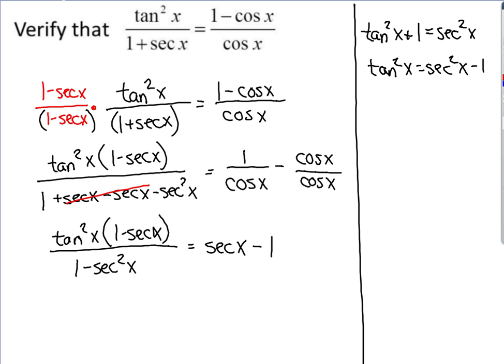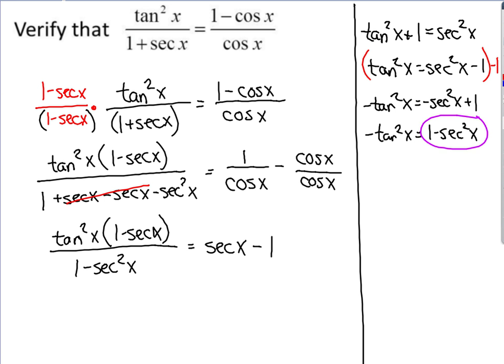But if we look over there, that's not the same order. We need to switch the values. So if we multiply everything over here by a negative 1, then we're going to be left with negative tangent squared of x is equal to negative secant squared of x plus 1. Or we can rearrange this and say 1 minus secant squared of x. So we can replace this 1 minus secant squared with a negative tangent squared.